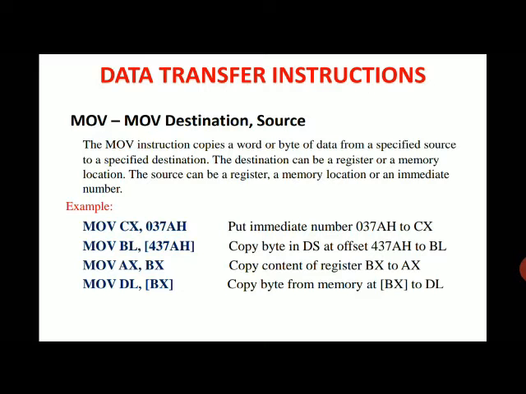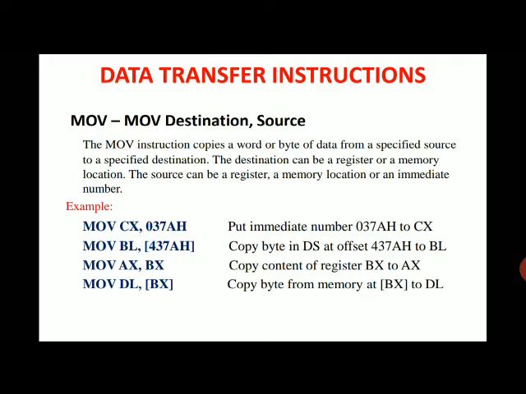And see the next example, MOV AX, BX. Here AX and BX both are registers. Both are 16-bit registers. So the data is copied from BX register to AX register.